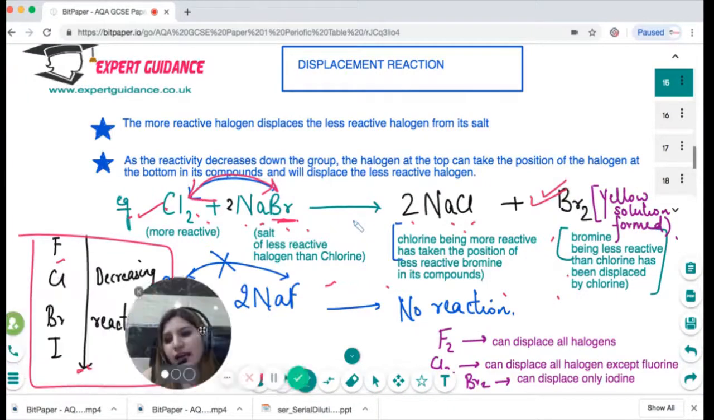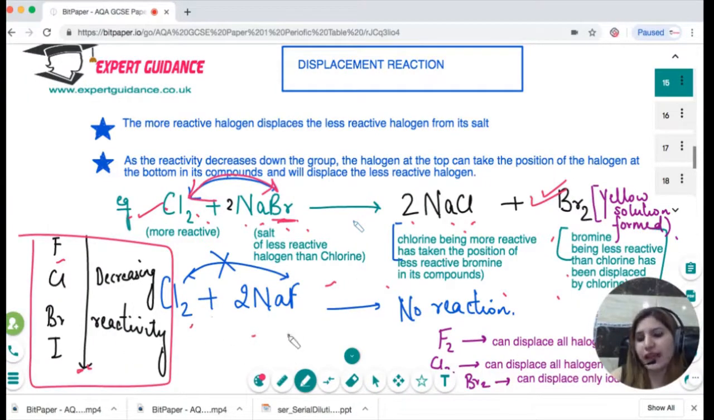On the other hand, if you do this reaction, chlorine with NaF, which is more reactive? Fluorine. Is it alone? No, it is in the form of a compound. So nobody can take its position because it is the most reactive, so no reaction.